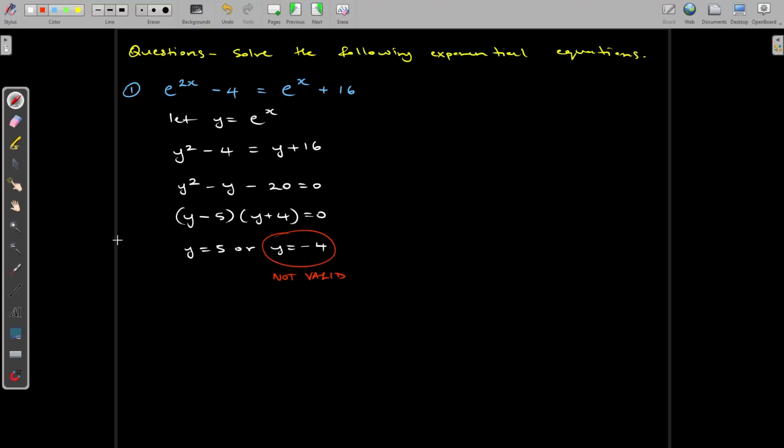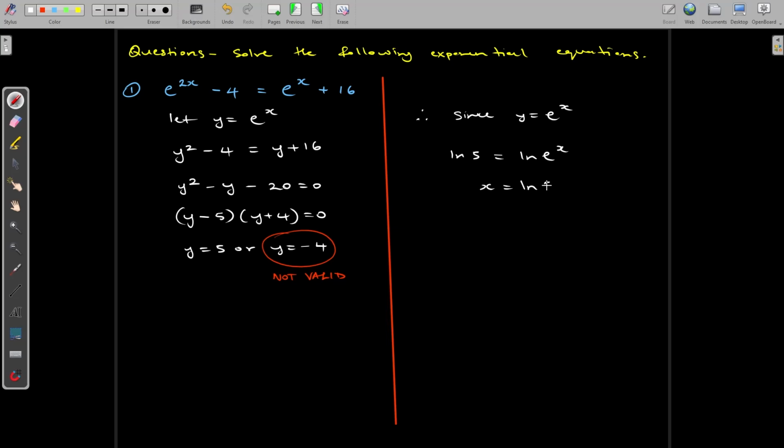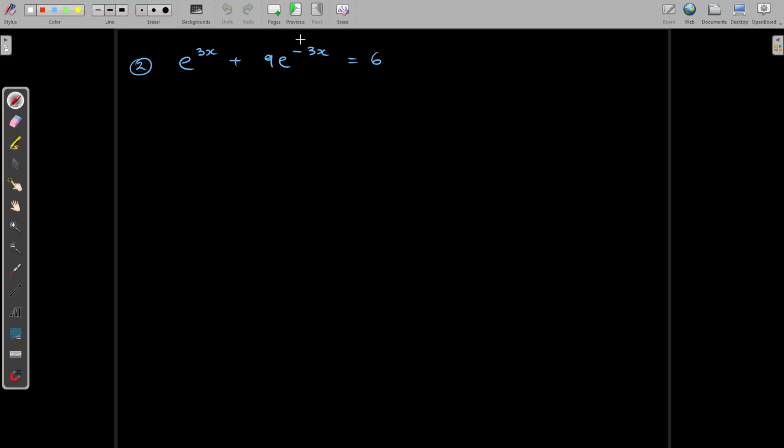Can't take the ln of a negative number. So therefore, since y is equal to e to the x, ln 5 is equal to ln e to the x, which is equal to ln 5. That's the answer you got? Yes, sir.